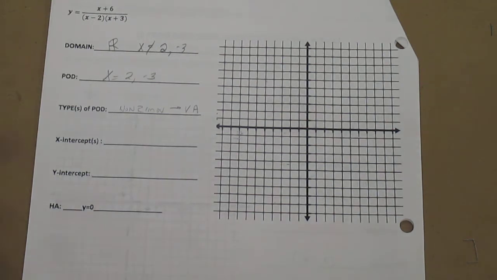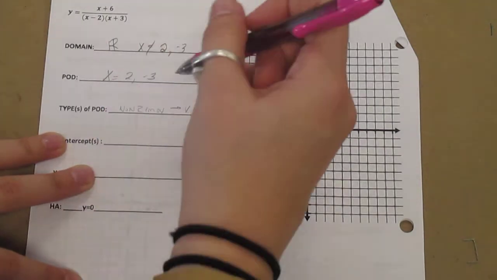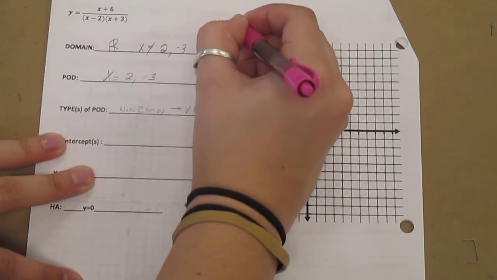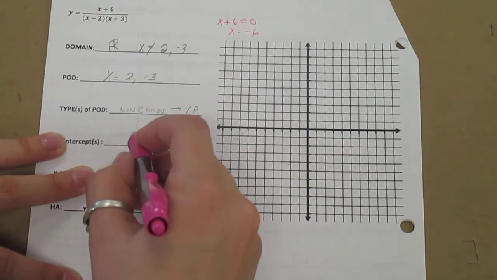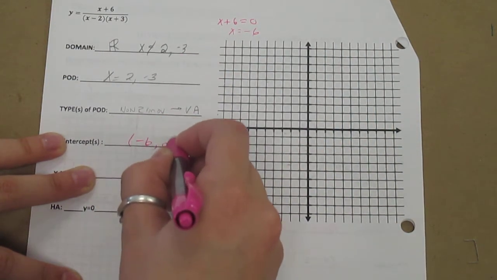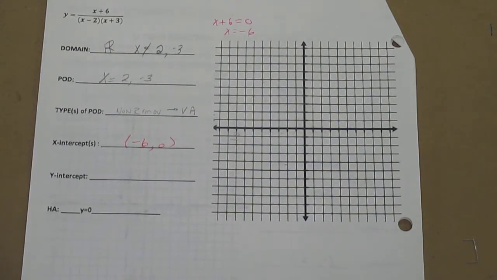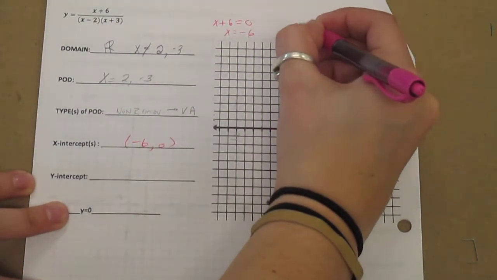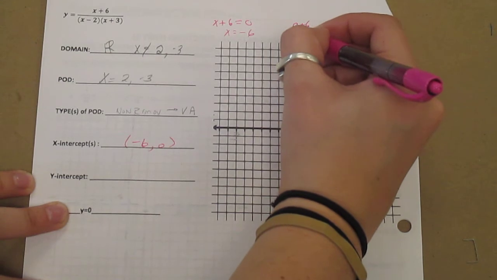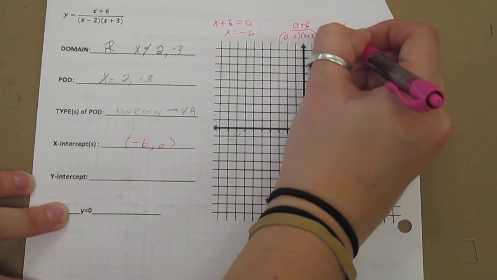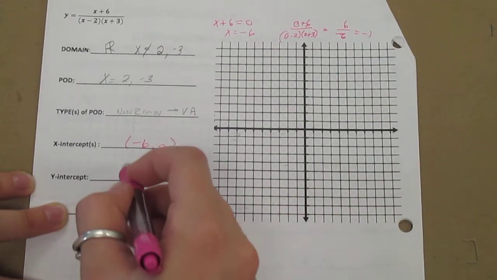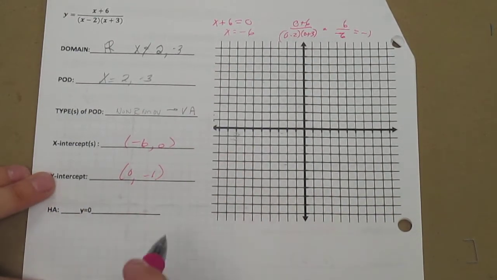Now the x-intercept, you set the numerator equal to 0. So I have x plus 6 equals 0. If I solve that, I get -6. So my x-intercept is -6, 0. My y-intercept, okay, you plug in 0 for x. So I have 0 plus 6 over 0 minus 2 times 0 plus 3. So that's 6 over -6, which is -1. So my y-intercept is 0, -1.